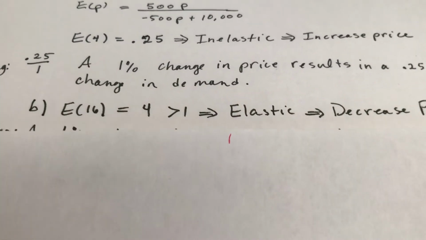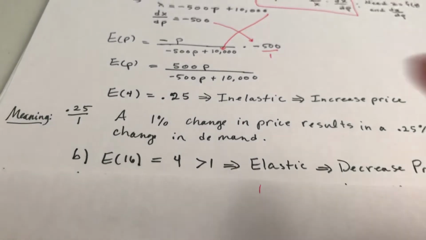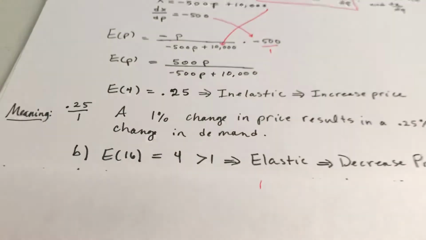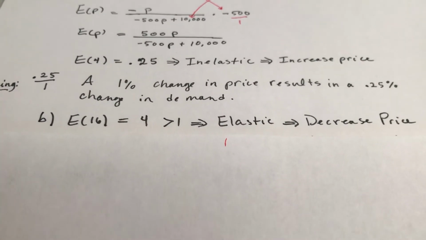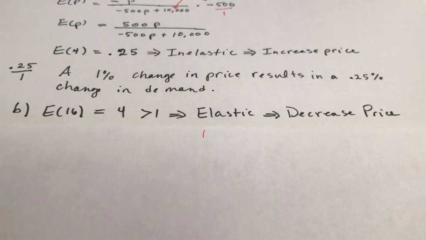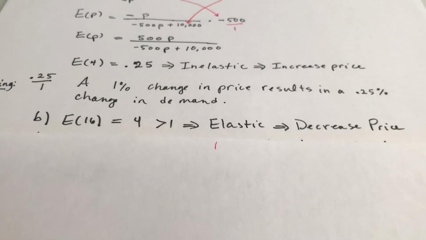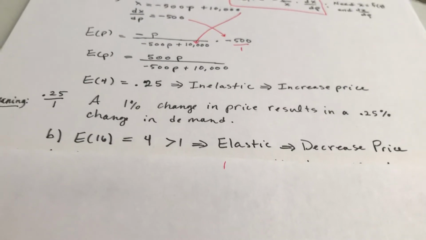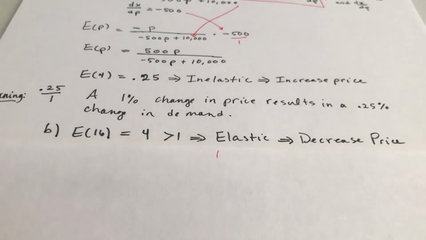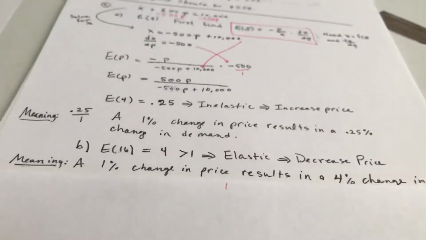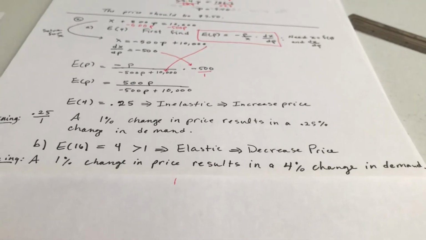Now we're also supposed to find E of 16. So plug 16 into this equation up here and see if you got 4. You can always stop this and check. That is greater than 1, so that is elastic, which means you need to decrease your price from $16. Notice that's quite a difference in price. The first one was $4, and then we increase it to $16. It makes it hugely elastic. Again, reviewing, a 1% change in price results in a 4% change in demand.